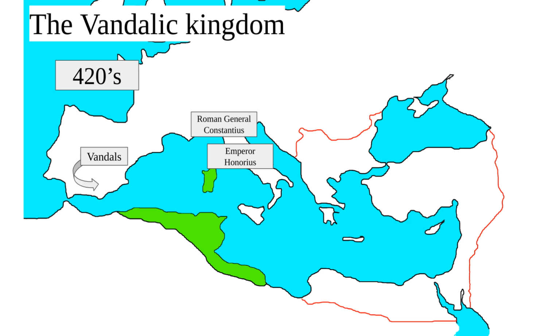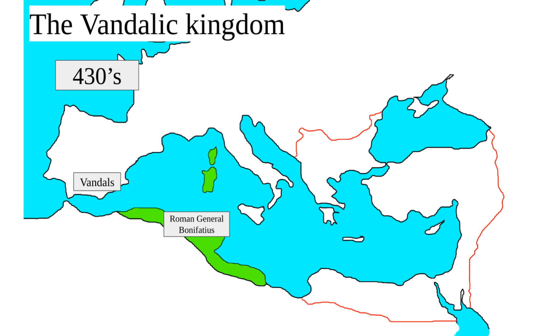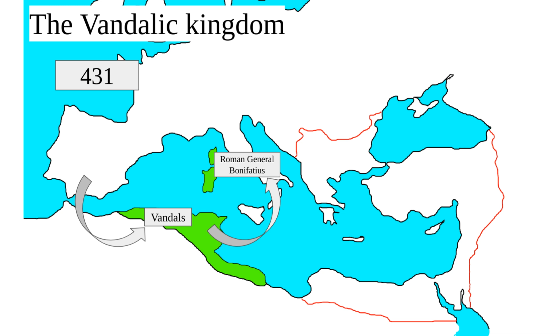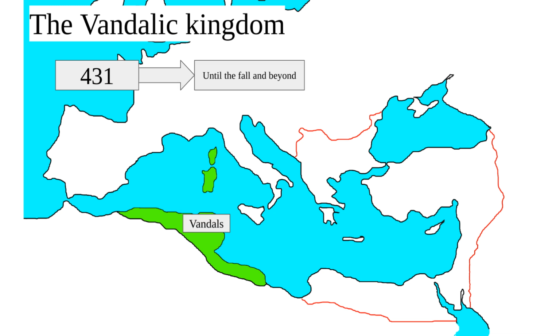During the 420s, the Vandals just went around from city to city. They captured some, and I'm not going to go into too much detail there. But finally, in the 430s, Bonifatius asked the Vandals for help in his revolt, and they conquered Africa in 431. They remained an independent kingdom by the time that the Western Roman Empire was no more.